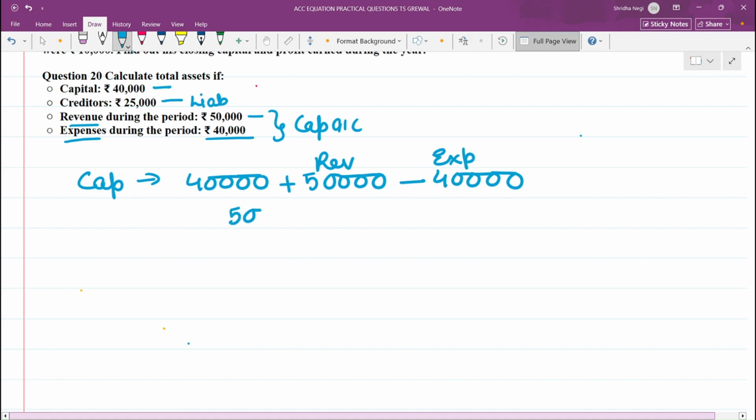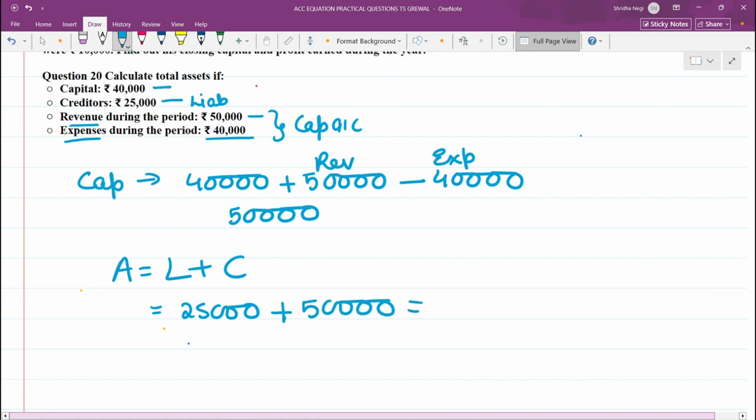So how much is it? It is 50,000. That is the capital. Now you have got the capital, and you have the liability. Can you find the asset? Asset is equal to liability plus capital. The liability is 25,000, and your capital is 50,000. So how much is your asset? It is 75,000. 75,000 is your asset.